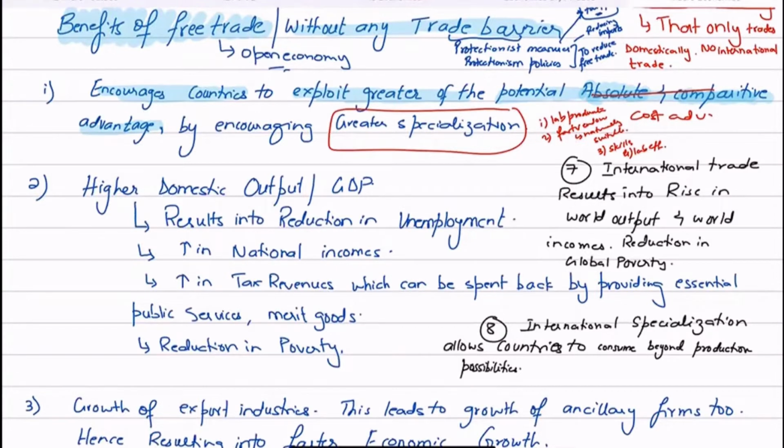Not producing something does not mean you should produce it anyway, because if the cost is high, it's better to not produce it and instead produce that in which you have a cost advantage. So again, that's an example of efficient allocation of resources. Okay, this is what I was saying.